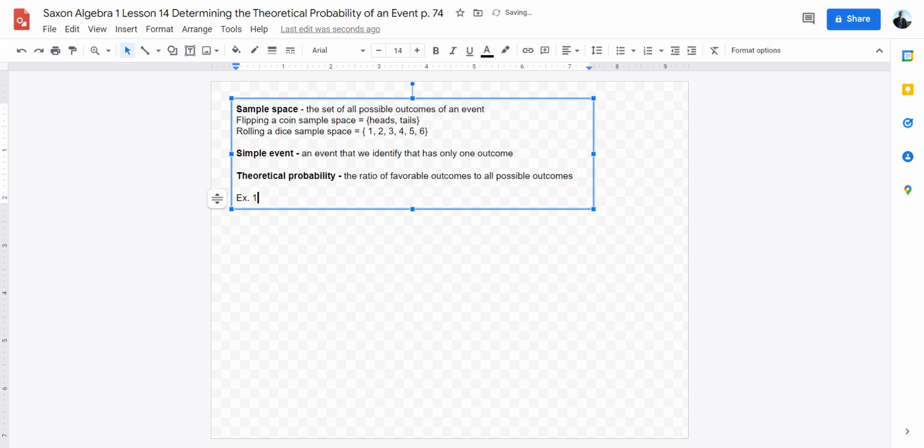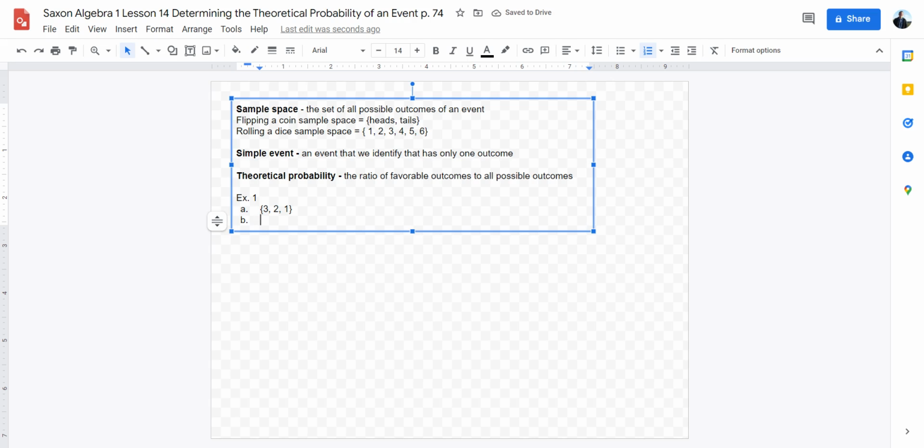Example 1. A number cube labeled 1 to 6 is rolled. List the outcomes for each event. A, a number less than or equal to 3. It's going to be in set notation, okay? Well, what are the choices on a dice less than or equal to 3? It's 3, 2, 1. Doesn't matter, by the way, in your set what order you put things in. So I could have put 1, 2, 3, and it would have also been correct.